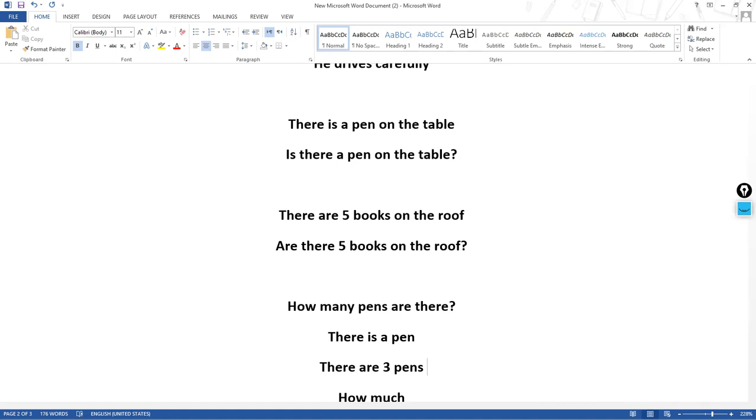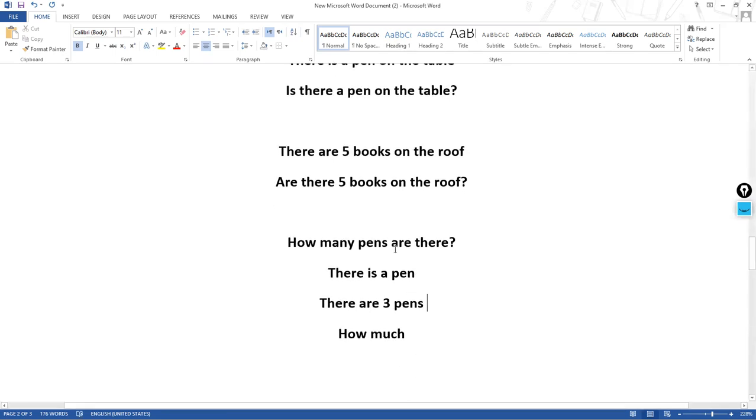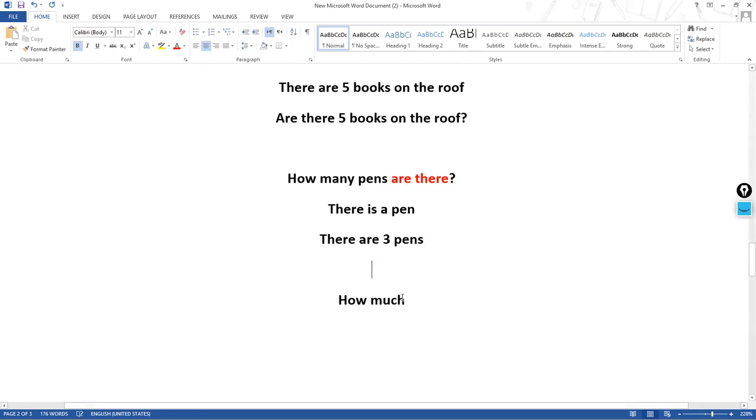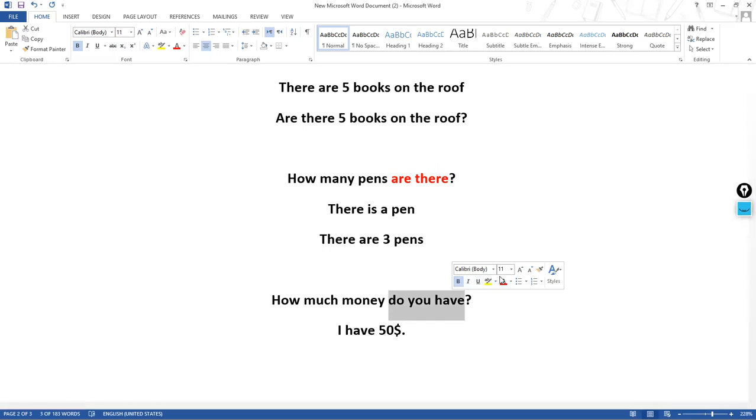The reason, guys, that it is always there is and there are, is that I am ending the question with are there, so it is natural to answer with there is and there are. For example, if I ask, how much money do you have? Notice that the question ended with do you have, so the answer is I have. So I have $50 or something like that. I have to stick with the question the speaker is using. So I have $50 in my pocket or in my purse. Please stick with the question the speaker uses.